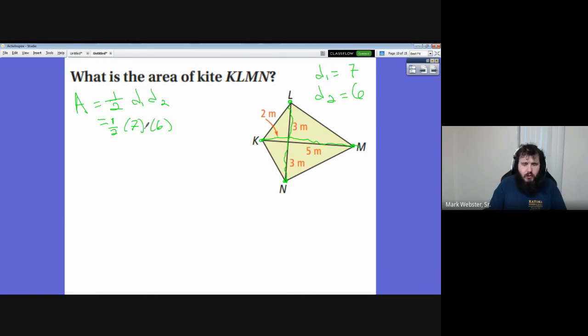Well, what's 7 times 6? That's 42 divided by 2 is 21. And what's our units? Again, you see meters everywhere, so we better be working in meters squared for area.